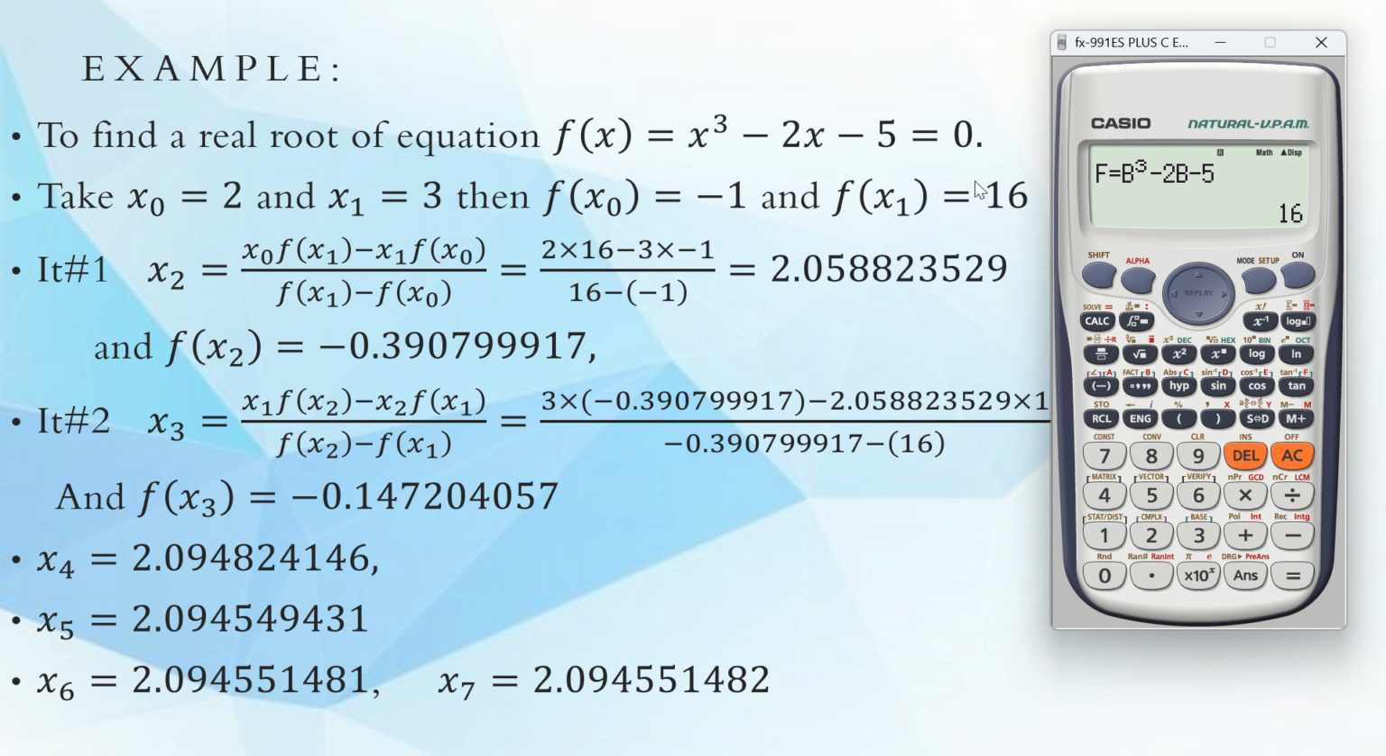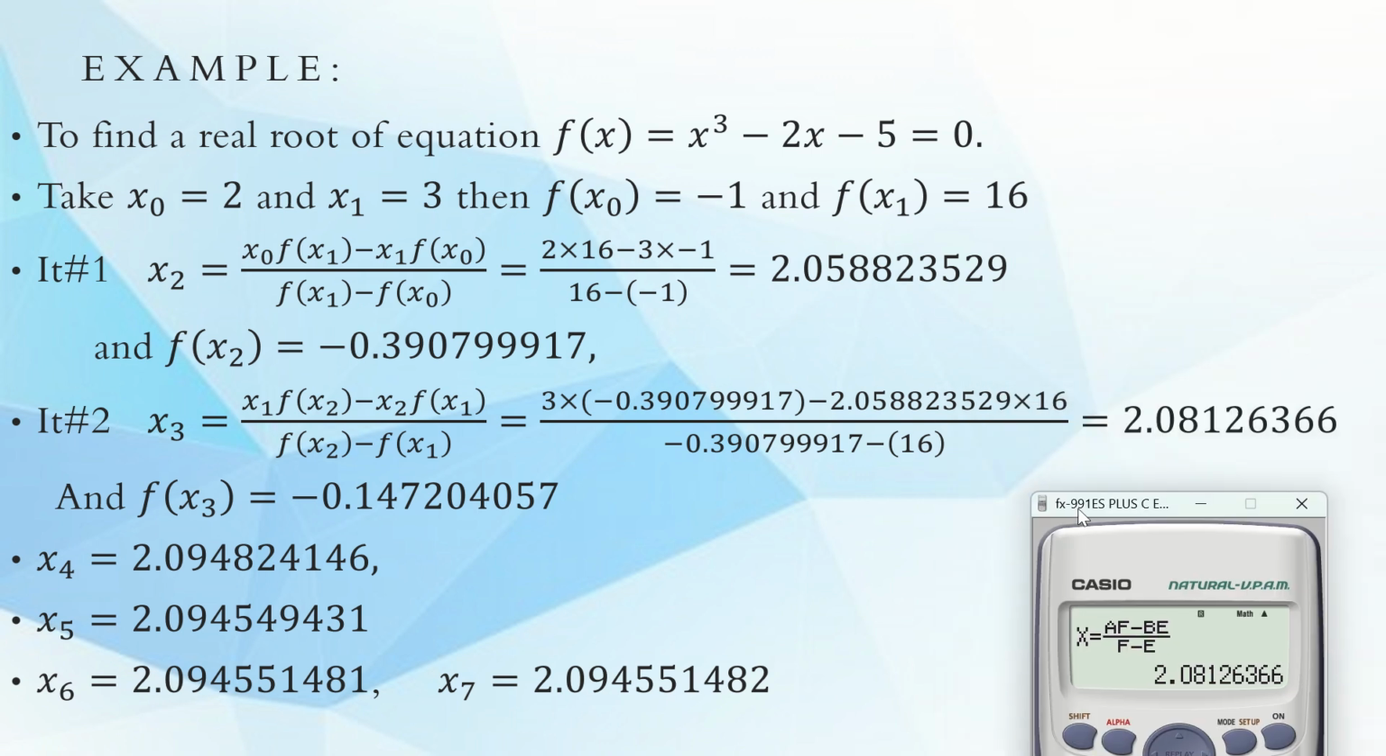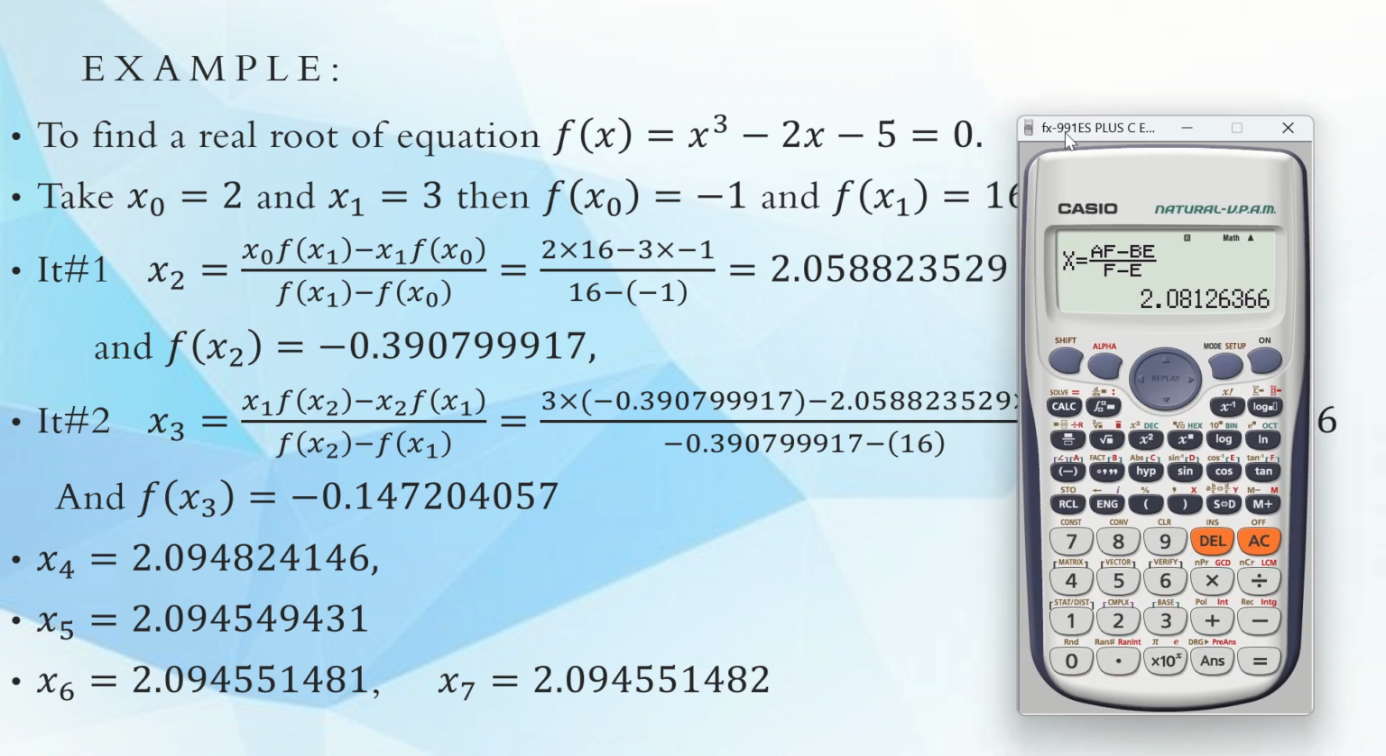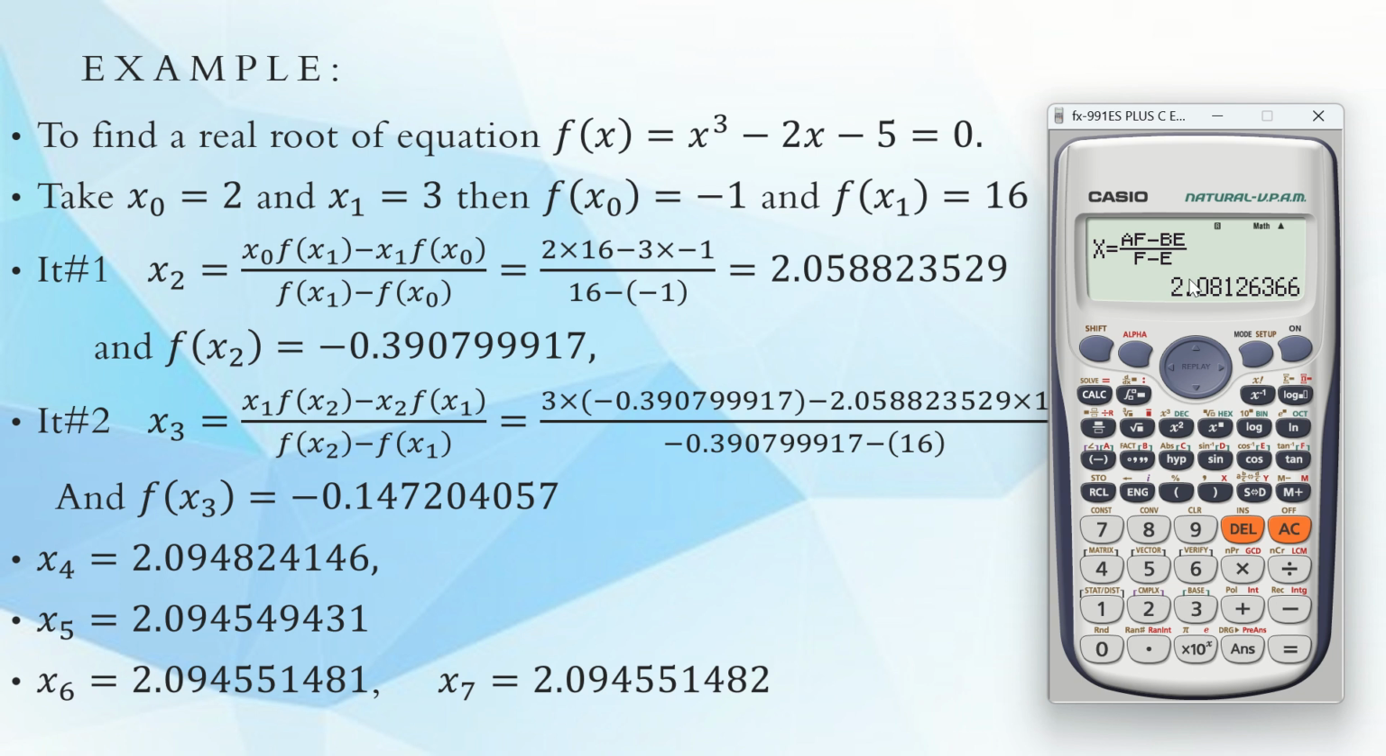This is now my f1, this is f2, and then I press equal, it will give me the next value of x, this improved value, which is 2.08 and so on. The value you may see here, 2.081263 and so on. So this is my second one. Now this is the x3 value.